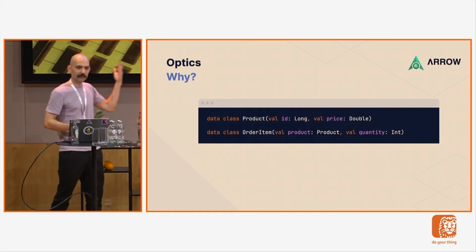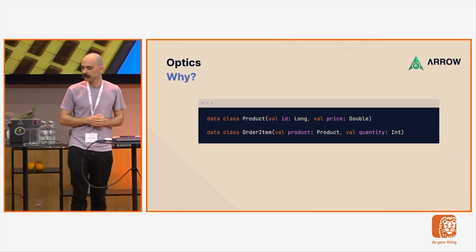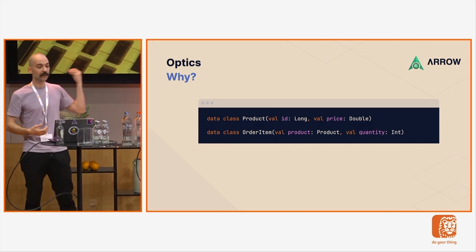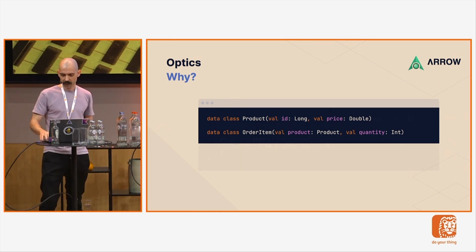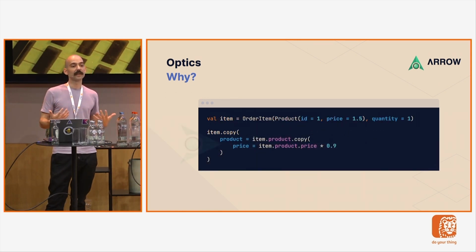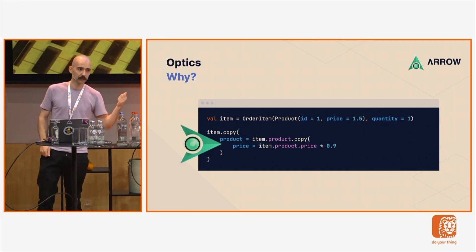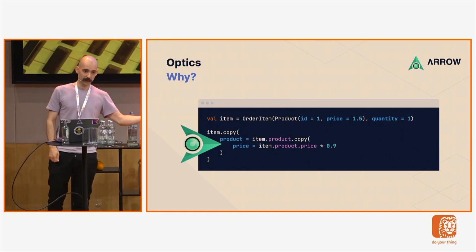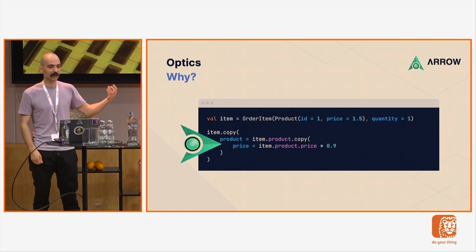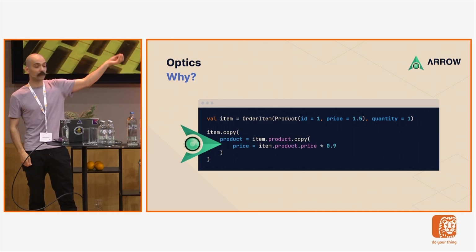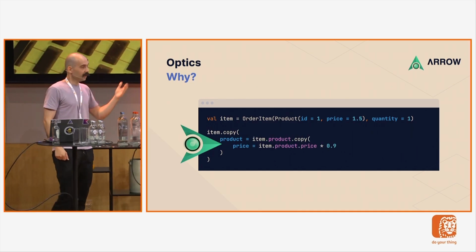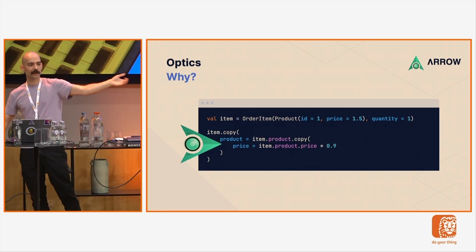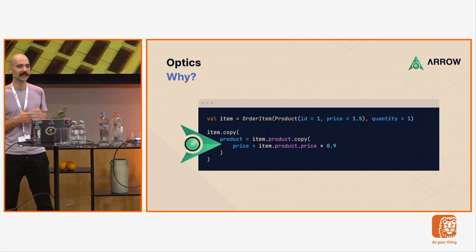So here we have an example with 2 simple data classes. We have a product with an identifier and a price, and we have an order item with a product and a quantity. And we need to apply a discount on the product's price. So we need to copy the original item, and then we need to copy the product in the item, and then we can apply a discount function on the price. But yeah, the deeper our data becomes, the more deeply our tree or callback hell becomes. So let's see what we can do about that.